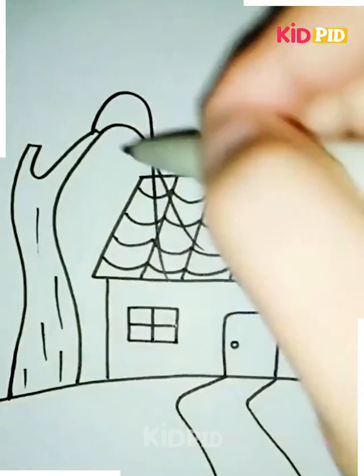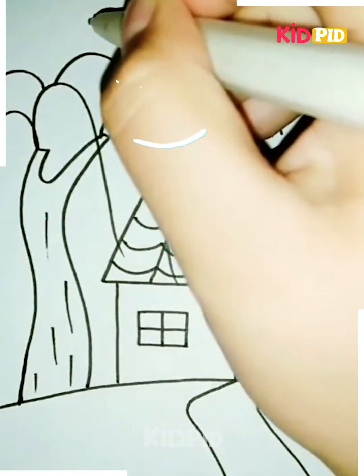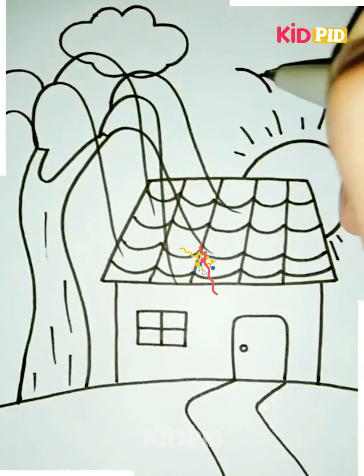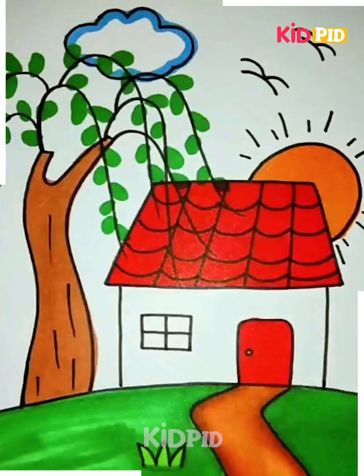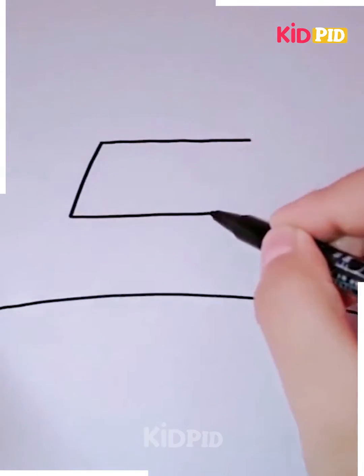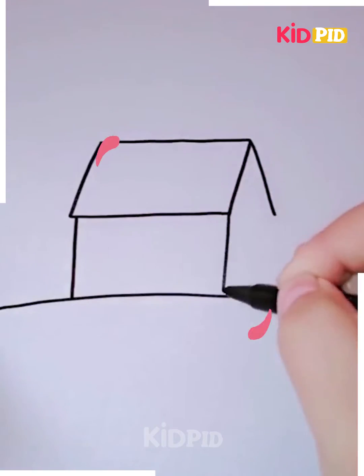When it's ready, we are going to color it with different colors. You can use any kind of color you want. Next we are going to make another scenery starting by making a house.